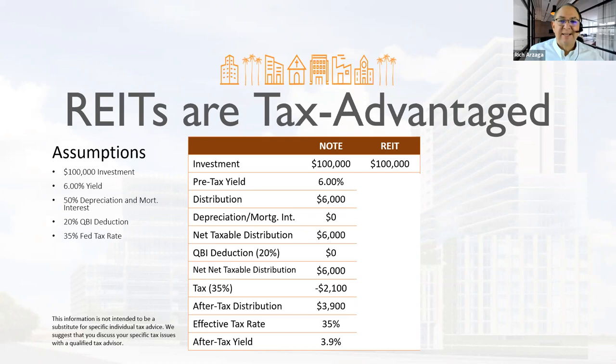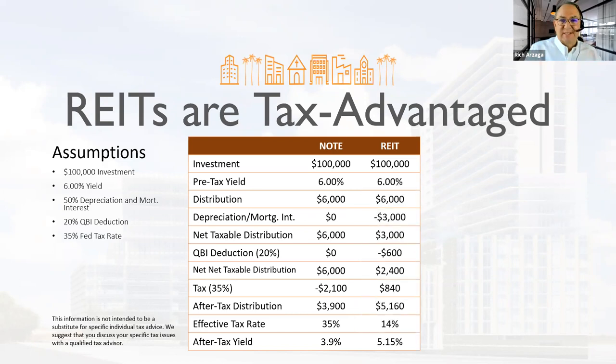Here, let's say that you put that $100,000 into a REIT. You get that same 6% assumption that we made. The distribution then is $6,000, but then we get to write off half of that for tax write-offs. So that means we're only taxed on $3,000 of that so far. And then we get the 20% QBI deduction too, which most REITs get. So that means you save another $600 in taxable income. That means your net taxable distribution is $2,400. You take 35% off of that and the tax is only $840 compared to $2,100.